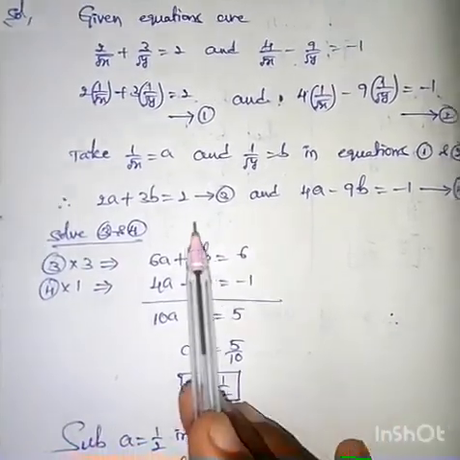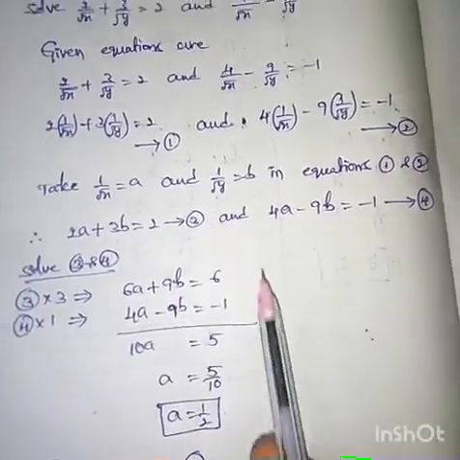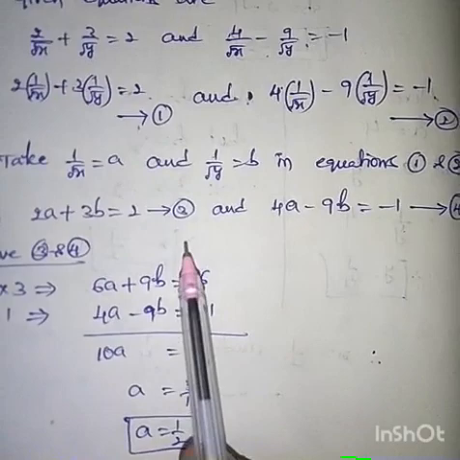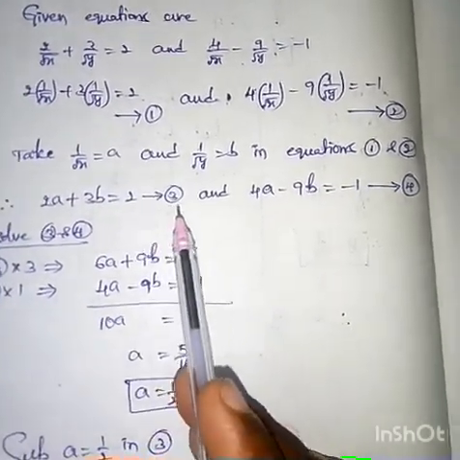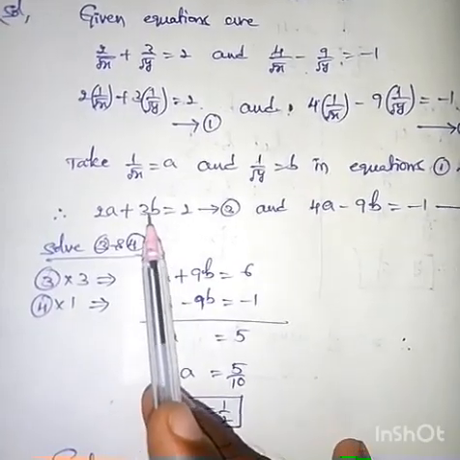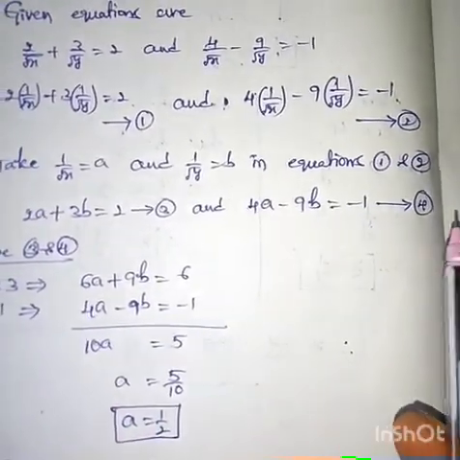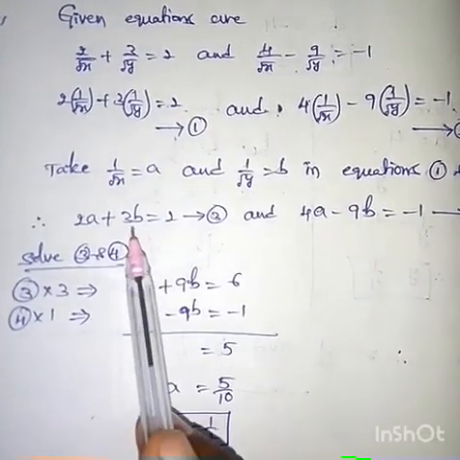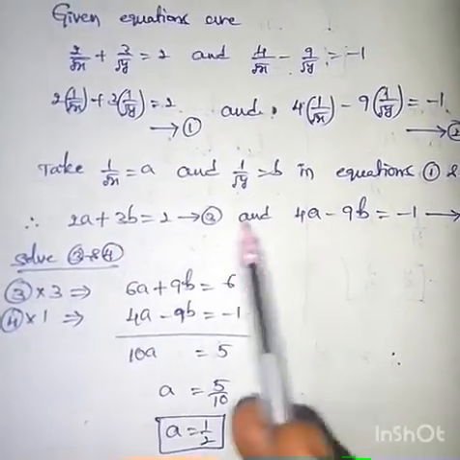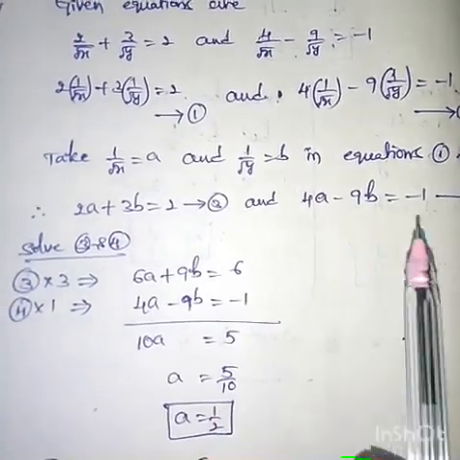Now solve the equations here. Here I wish to eliminate the b variable. Okay, but if you observe equation 3 and equation 4, the coefficient of b is 3 in equation 3 and the coefficient of b is minus 9 in equation 4. So we have to make these values numerically equal.